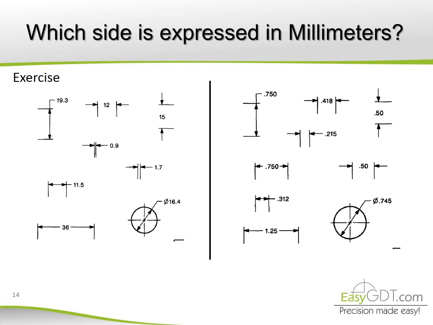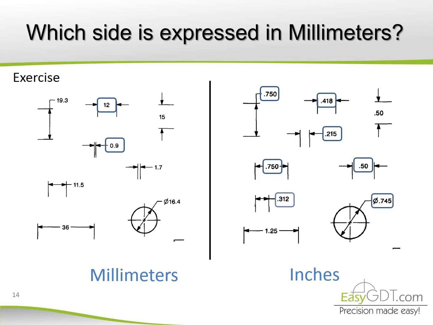The group on the left is in millimeters. Notice the 12 doesn't have a 0 after the decimal place, and the 0.9 shows a 0 before the decimal point. While on the right side we have inches. We can see all these dimensions that are less than 1 don't have a 0 before the decimal point.